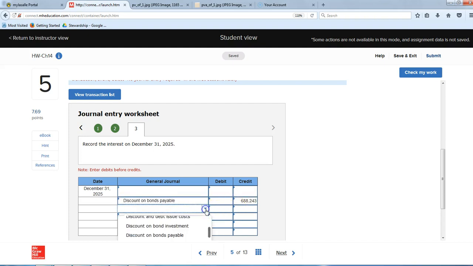And cash payment is always the same as the stated rate, half of the stated rate multiplied by face value of the bonds. And interest expense will be the last plug-in to add up total credit.